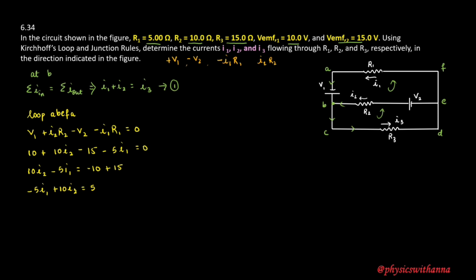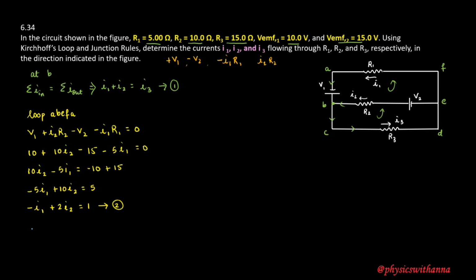Now, since all of this is a multiple of 5, we will divide by 5 throughout to simplify this. So after dividing by 5, we get minus I1 plus 2 I2 equals 1. I will call this equation 2.